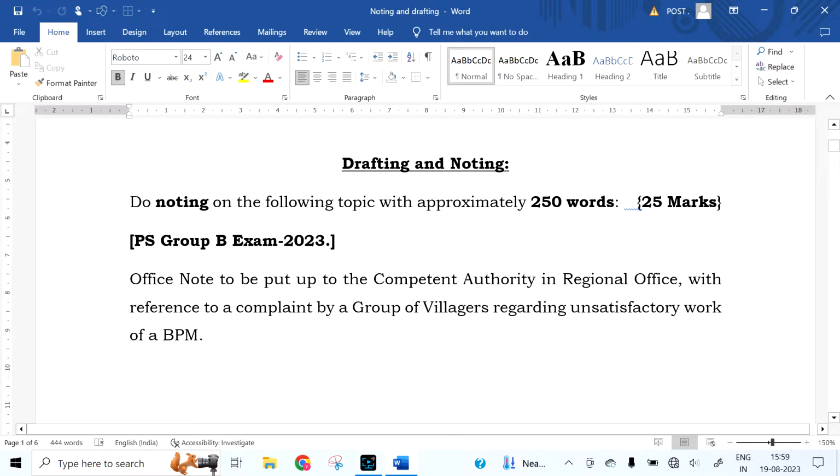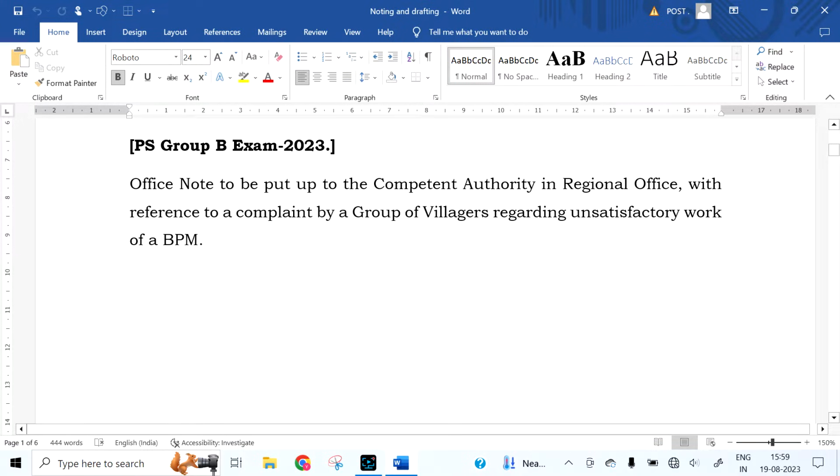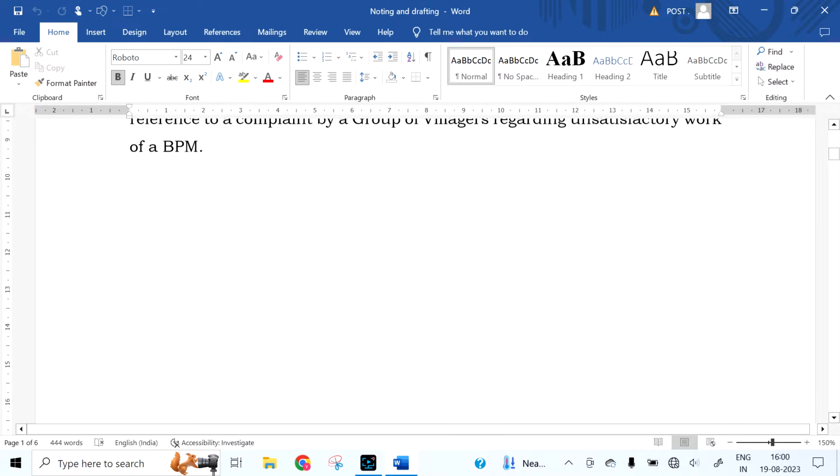Do a noting on the following topic with approximately 250 words, that is given for 25 marks, and the question is: office note to be put up to competent authority in regional office with reference to a complaint by the group of villagers regarding unsatisfactory work of a branch postmaster, that is BPM. So you may have to put up a note sheet to the competent authority in a PMG office or a regional office regarding the complaint by a group of villagers from a BO village. So this has been given in PS Group B examination 2023.